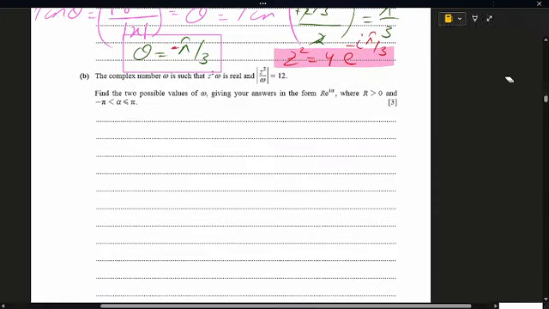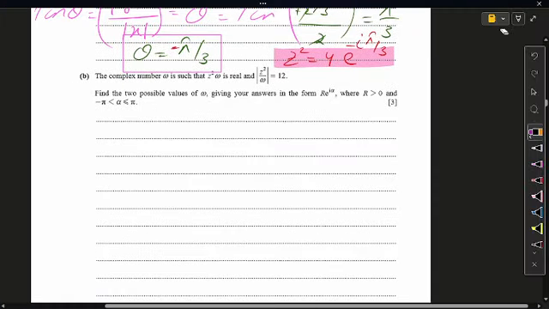Okay, the next part. Here the author is saying you have to find complex number omega such that omega times z square is real and the magnitude of z square over omega is 12. Find two possible values of omega, giving your answer in the form r e raised to the power iota alpha, where alpha is the argument angle. Make a scenario in your mind.